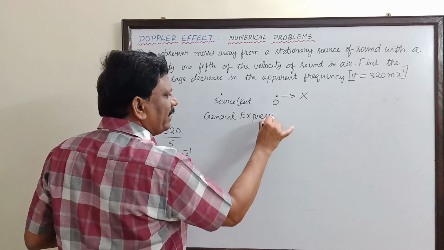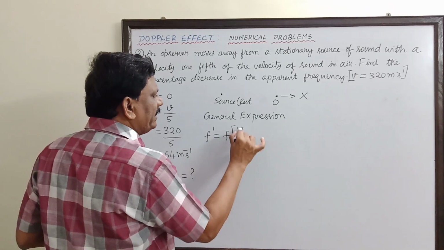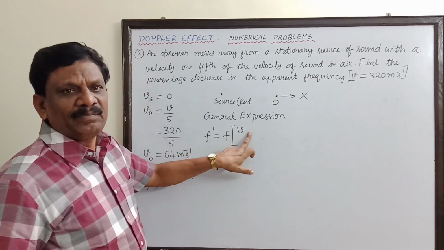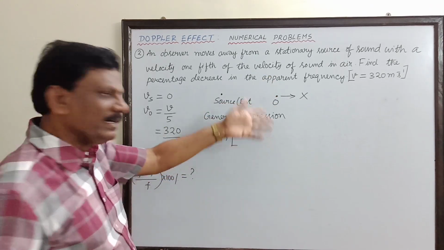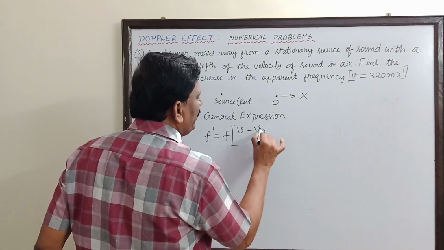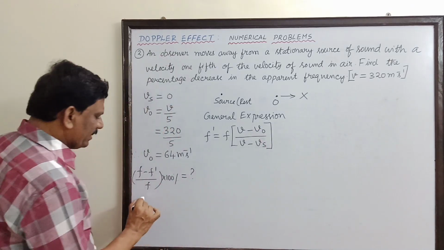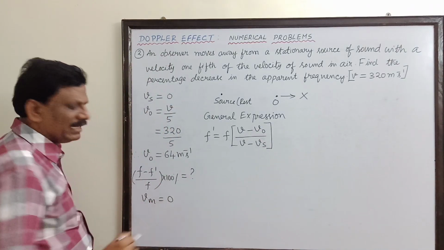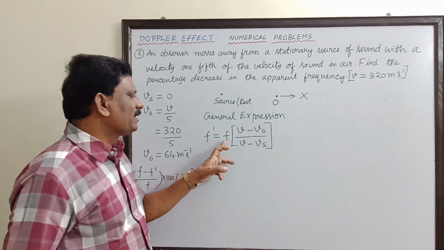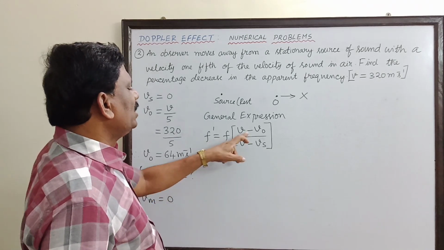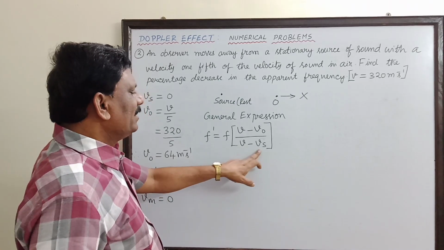Irrespective of the different cases, the apparent frequency F dash is equal to actual frequency into V. Now usually we write medium. Whenever medium is not mentioned, we need not write plus Vm, then again plus Vo and all. Directly we will write V minus Vo divided by V minus Vs. Because when it is not mentioned, the medium is assumed to be at rest. So that Vm is equal to 0. So this is the expression. F dash is equal to F into V minus V naught divided by V minus Vs.